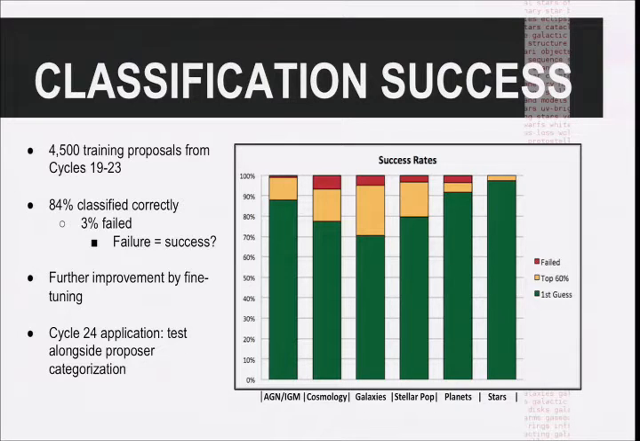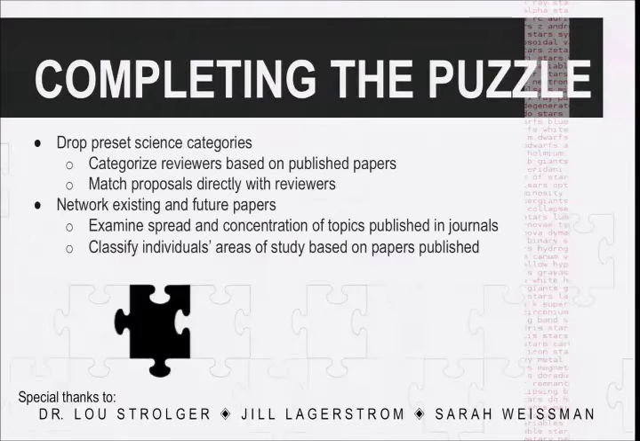And Cycle 24 has a really clear application for this software. If we continue to have proposers assign a category to their proposals and we run them through the software, we would expect to see about 16% of those would get flagged as mismatches. And so those could be things that someone would sort through by hand. But that's much easier than looking at 100% of proposals and saying, I don't know which ones are right.